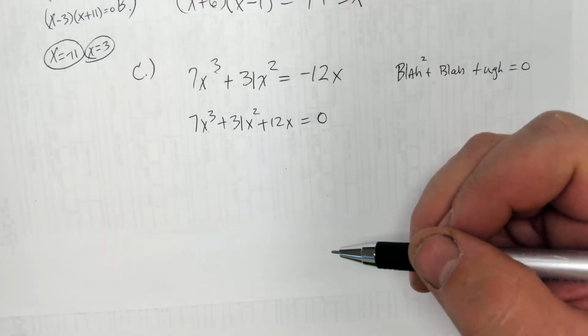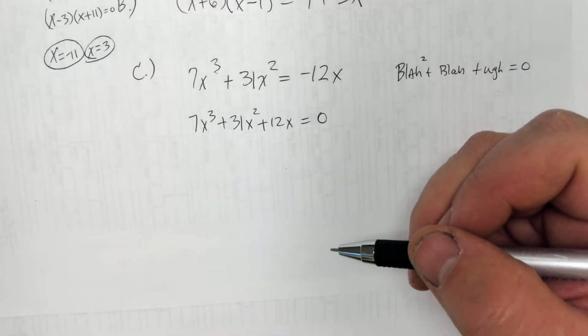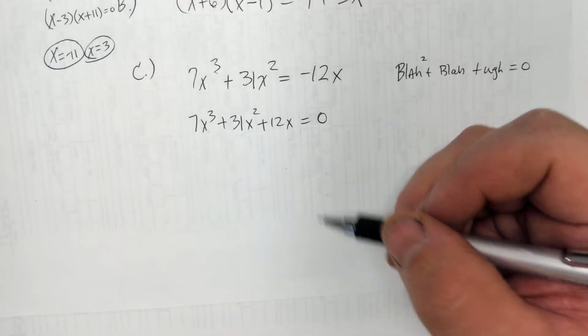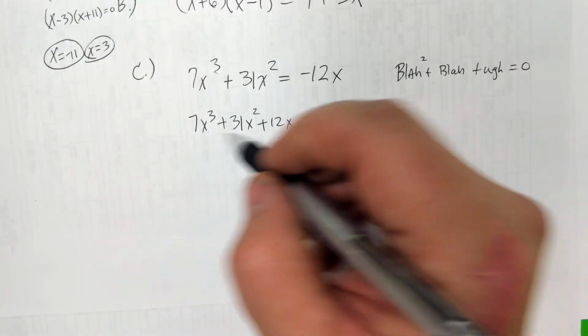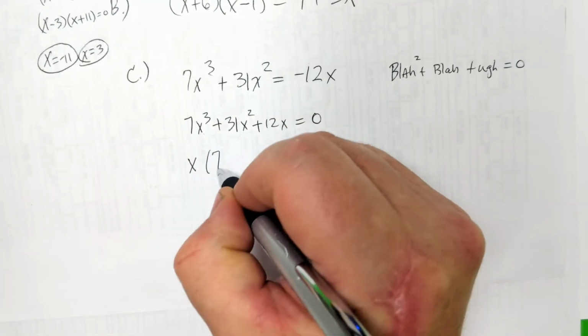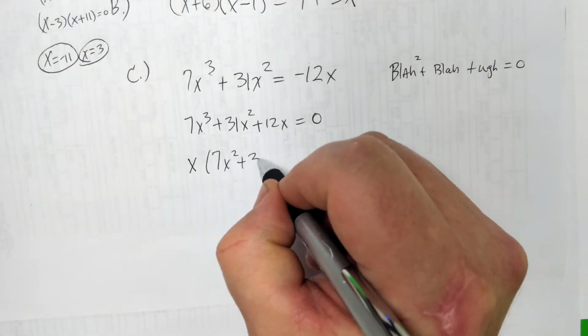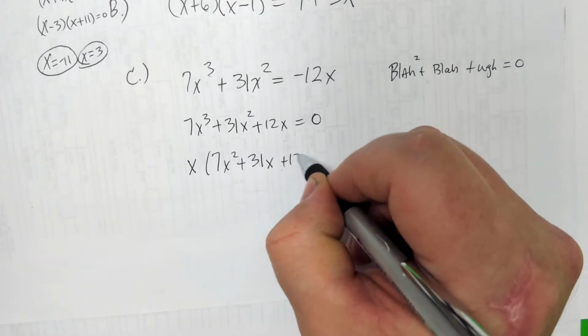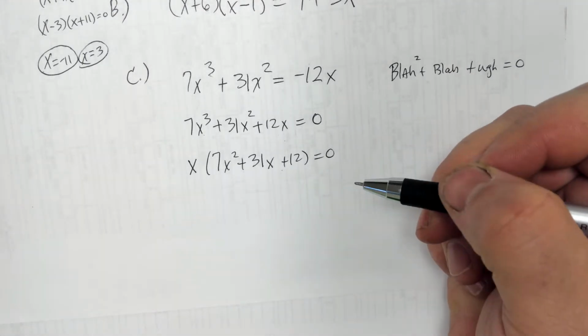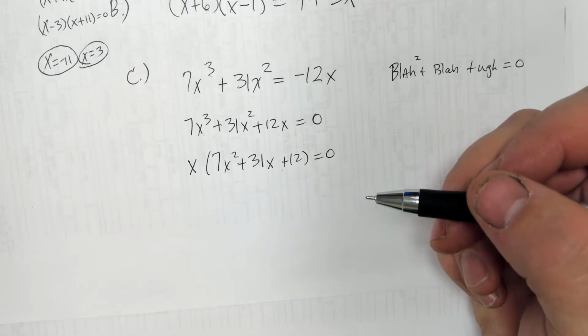Now I can factor. Look for a common factor first, just like always, right? See how you can divide an x out of everything? Let's take the x out of everything. So that's 7x squared, plus 31x plus 12. Man, how do you like that Español? That's pretty fancy right there.